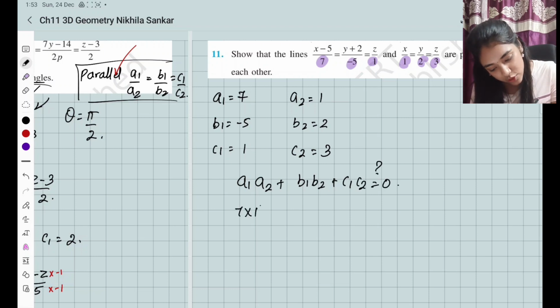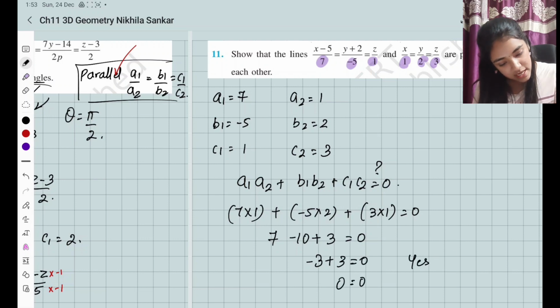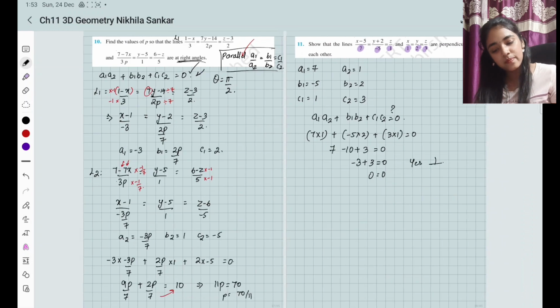So I have 7 into 1 plus minus 5 into 2 plus 3 into 1 equals 0. So I have 7 minus 10 plus 3 equals 0. Minus 3 plus 3 equals 0. 0 equals 0. So yes, they are perpendicular to each other. Okay. Please copy.